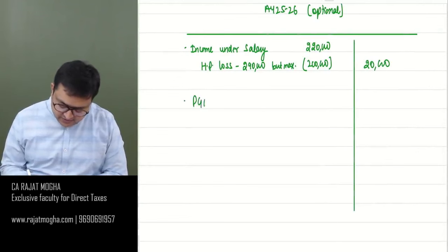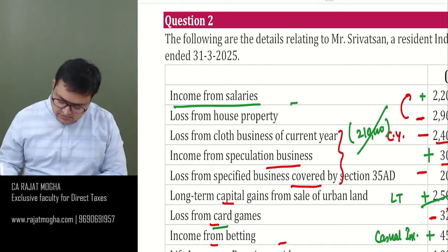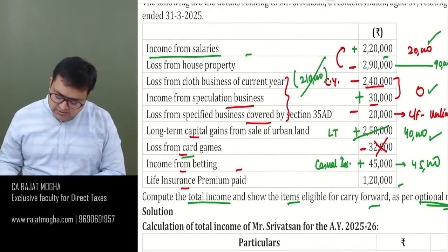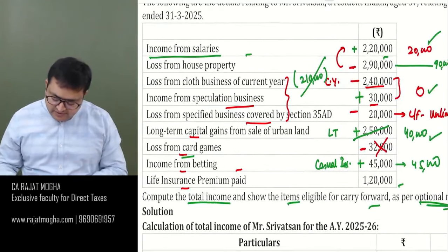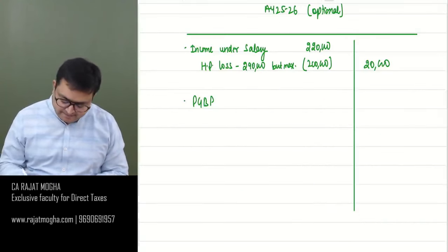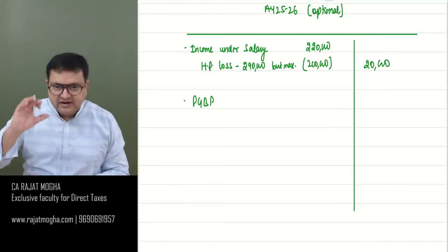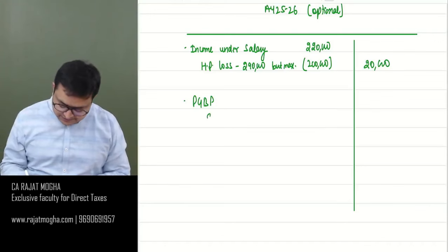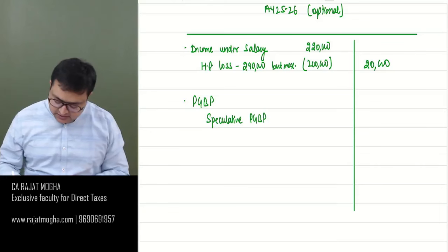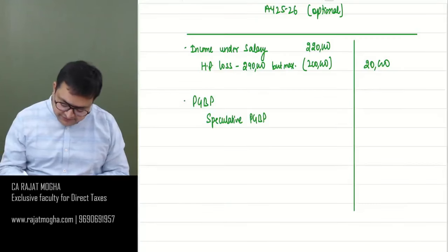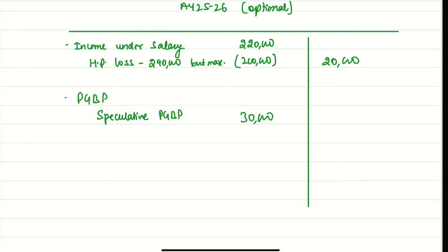Then PGBP. So we have three PGBP. One PGBP was income from speculative business. First, I'll write profits. Speculative PGBP was 30,000.